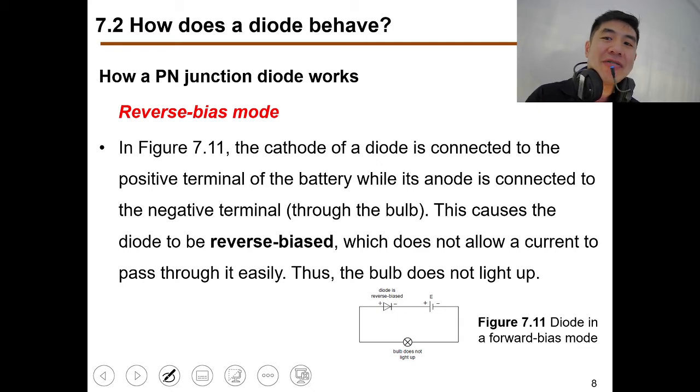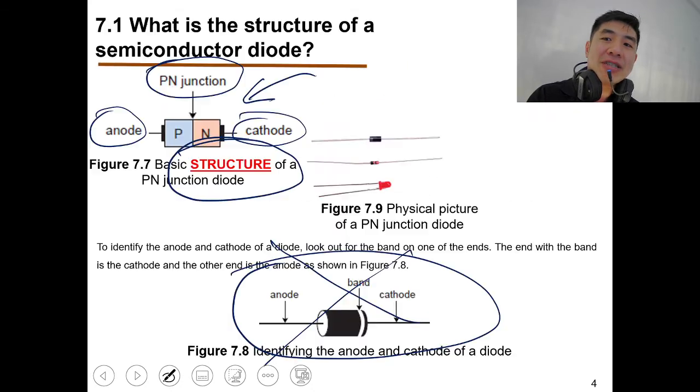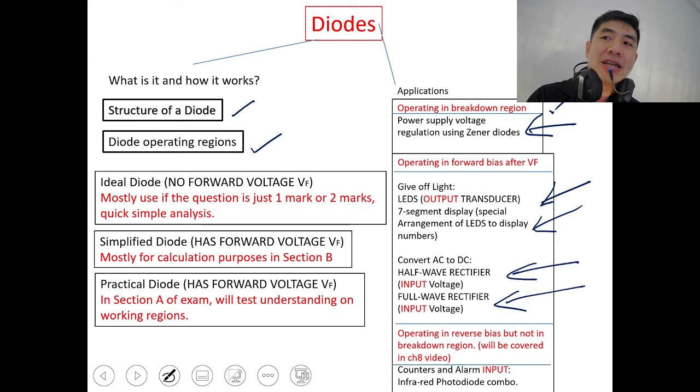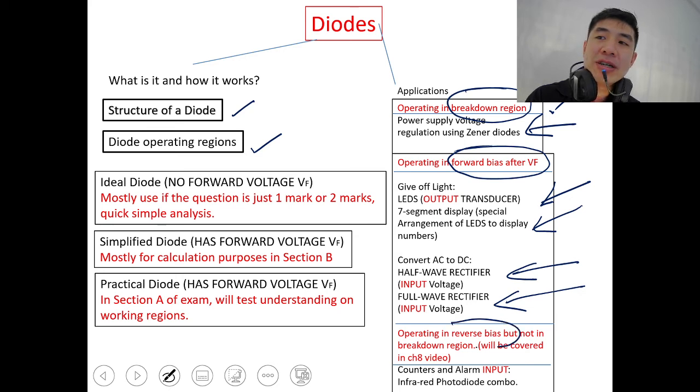That's why in the first slide I showed you already. You remember the first slide or not? Which one operates in reverse bias? This one operates in reverse bias, right? This one operates in forward bias, and this one operates in reverse bias. So different types of diodes have different workings. But most of the time this is the standard one, the standard diode. Take note of that.